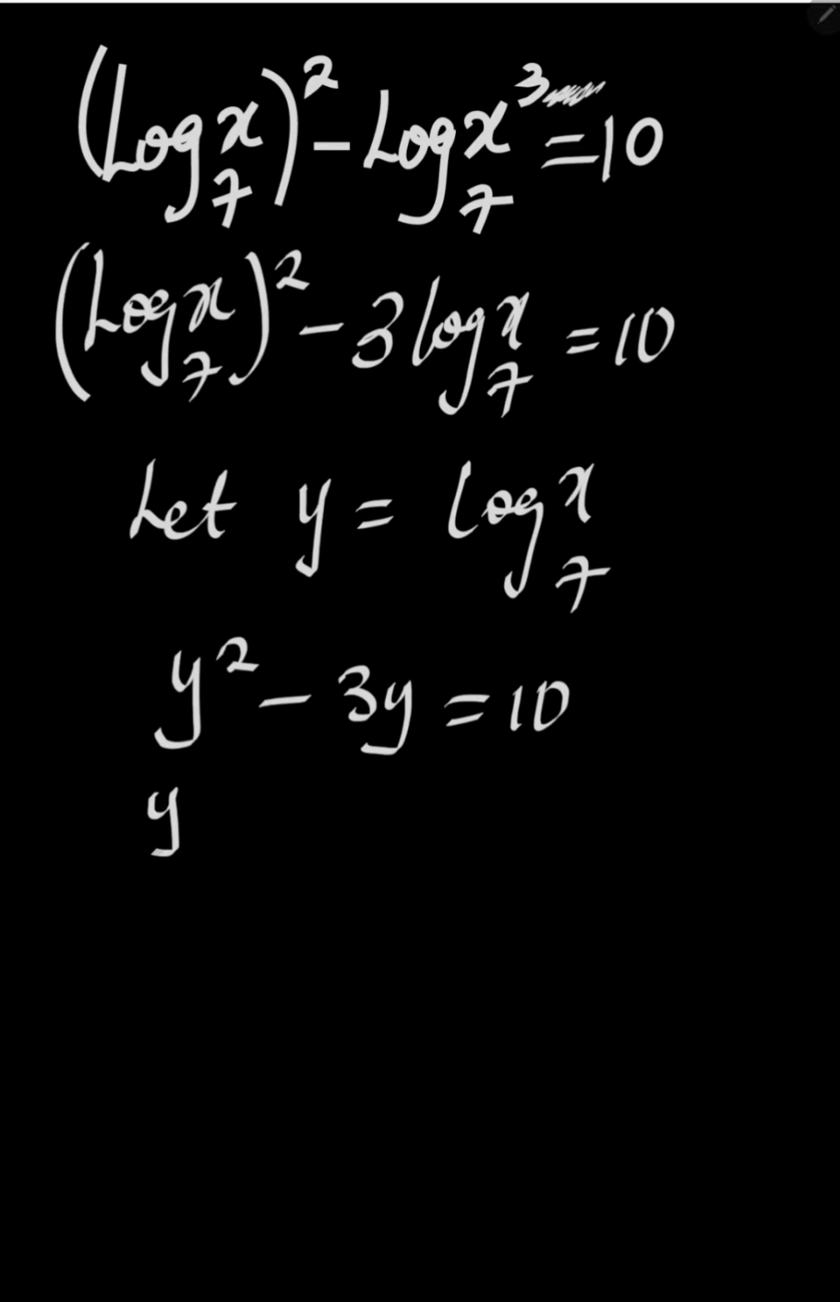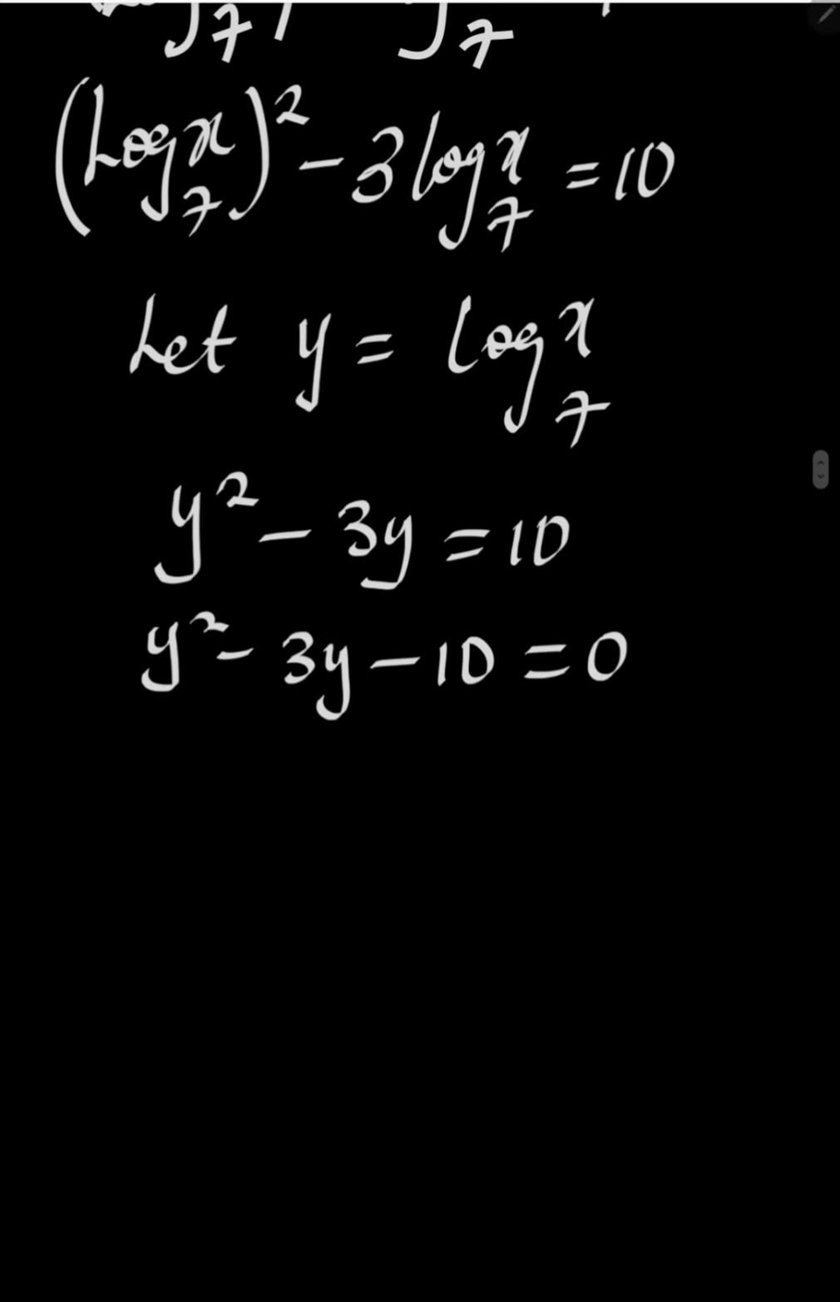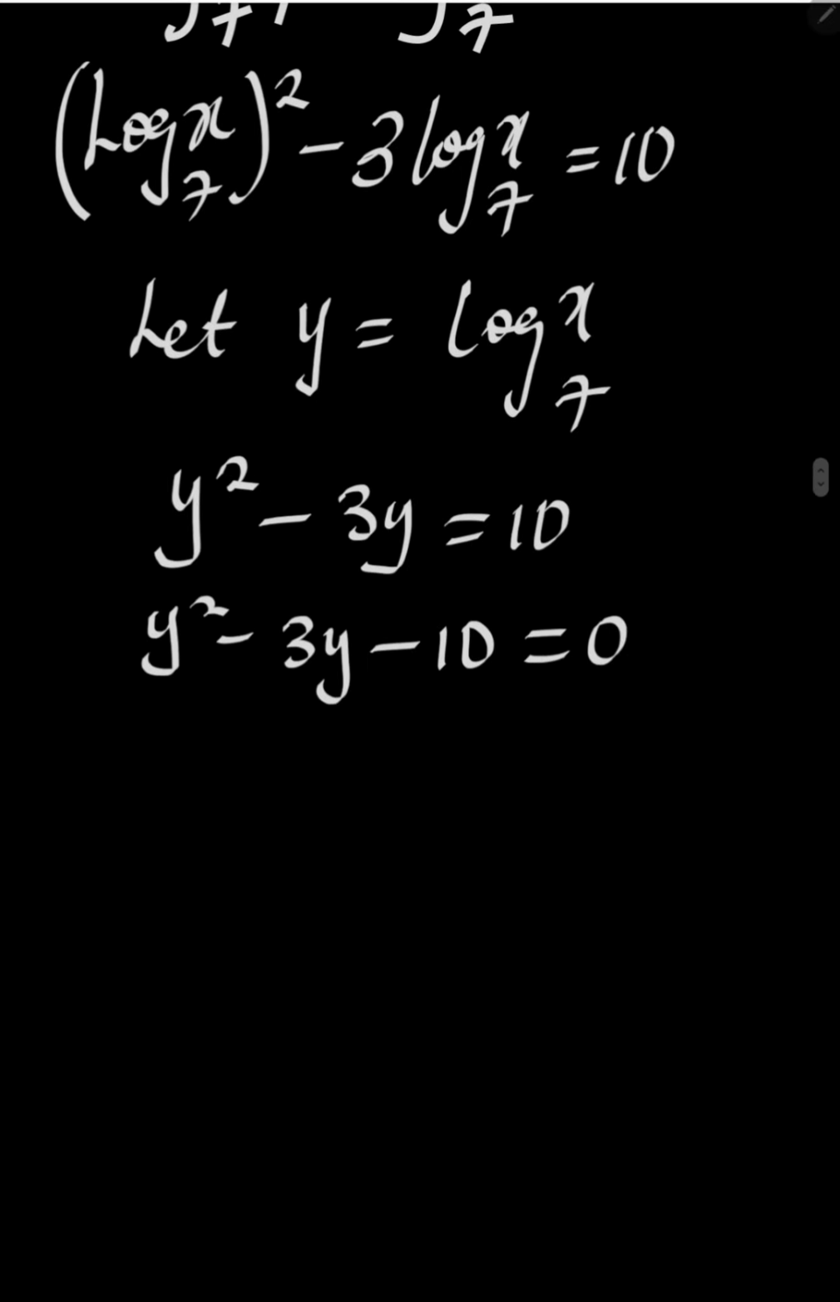Solving this, we have y squared minus 3y minus 10 is equal to 0. We have successfully formed a quadratic equation which we need to solve in order to find the value of x. You then ask yourself, what two numbers will you multiply to get minus 10, and if you add, you get minus 3? Of course, the numbers should be minus 5 and plus 2, because minus 5 times 2 is minus 10, and minus 5 plus 2 is the same thing as minus 3.